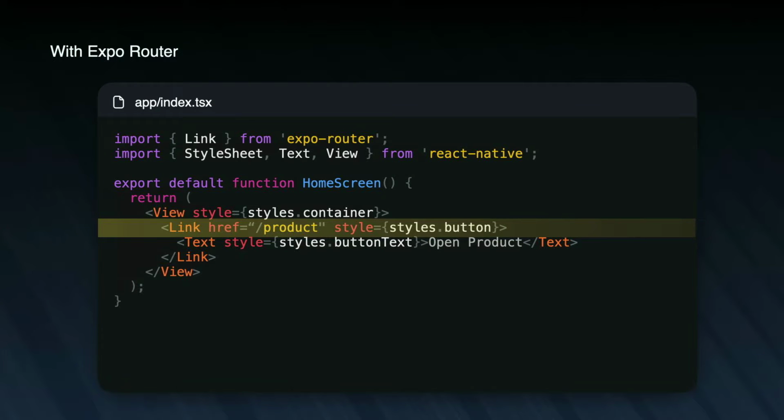So if you want to navigate by pressing a button, you could import Link from Expo Router and surround the pressable area, the area that you want to be pressed, with the Link component, and pass in the href to where you want to link to. It's also possible to do this programmatically using the useRouter hook.